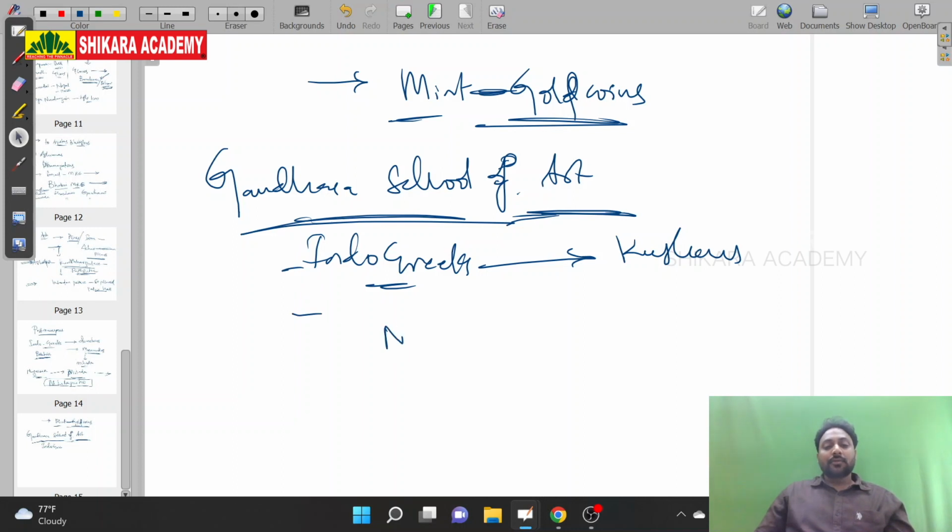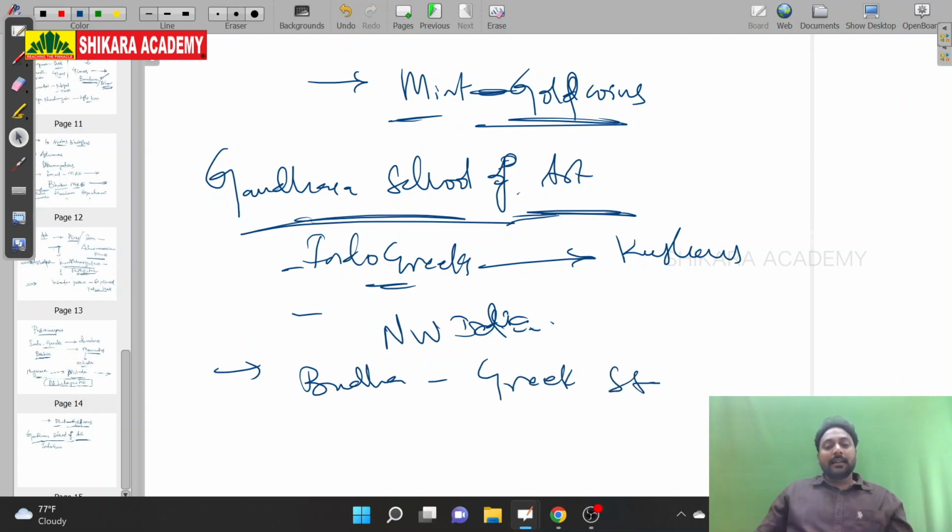This school of art is found in the northwestern part of India. Here you see the Buddha in Greek style. More than an Indian style, it's a Greek style. Buddha is shown like the god Apollo and Hercules.